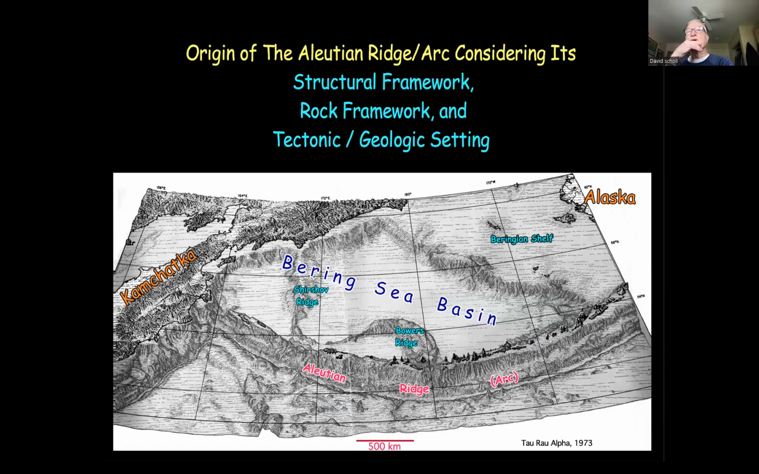Okay, let's go back. The origin of the Illusion Ridge and arc, I want to consider its structural framework, its rock framework, and tectonic and geologic setting. So where is this place that seems to be atypical? There is the Bering Sea Basin. This is the Illusion Basin part of that.